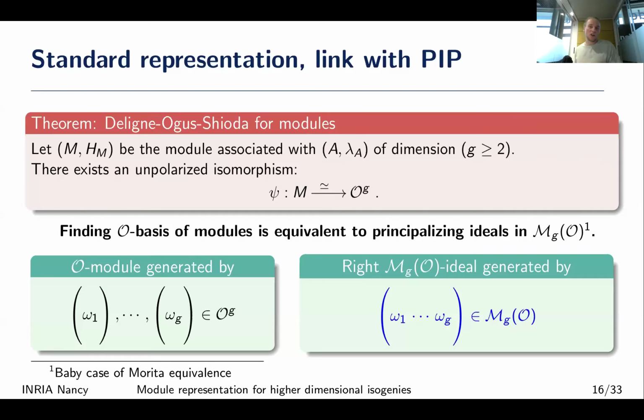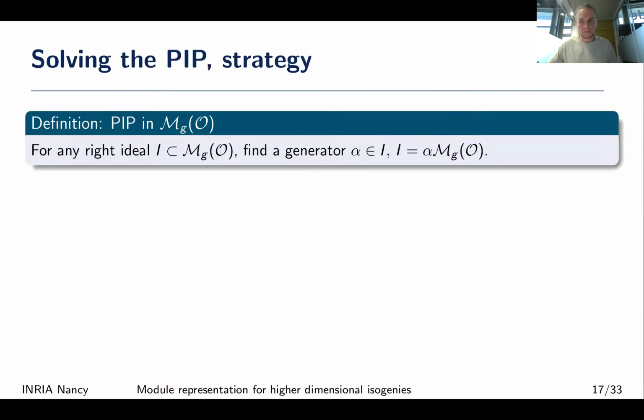And this is why now I'm going to mainly focus on the principal ideal problem, and I'm going to give the solution that we provide with Damien and Aurel. So this is what we're going to do.